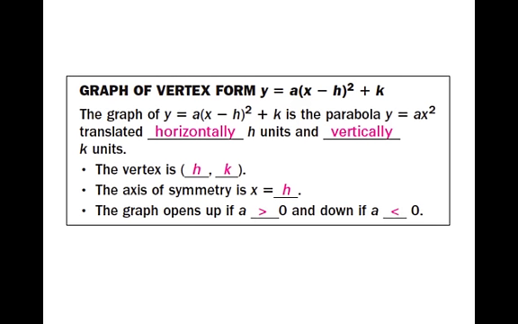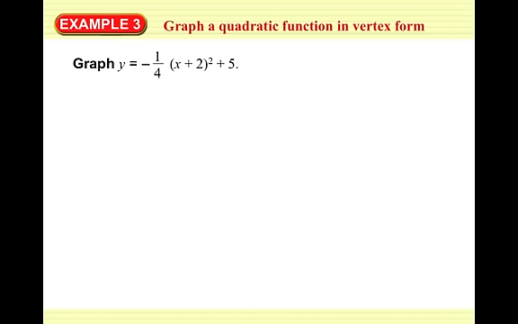That should seem very familiar, just like with the absolute value functions. The vertex is (h, k). The axis of symmetry still goes through the x value of the vertex, so it's x = h. And just like before, the graph opens up if a is positive and it opens down if a is negative. Okay, so we're going to graph y = -1/4 (x + 2)^2 + 5.